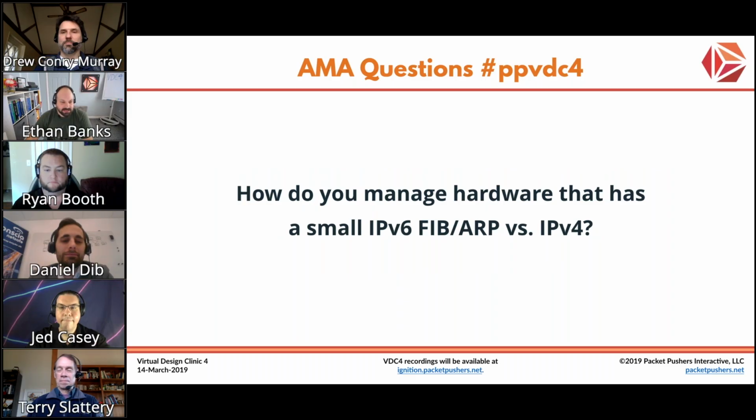Here's a kind of a practical question. How do you manage hardware that has a small IPv6 FIB or ARP table versus IPv4? So I assume that means your IPv6 network is growing, you're getting more entries, and now you're running into a situation where your hardware just wasn't allocated to have a lot of space for 128-bit addresses and so on. So you just don't have that many. It's a finite TCAM you're dealing with, and it wasn't carved up in favor of IPv6, I think.